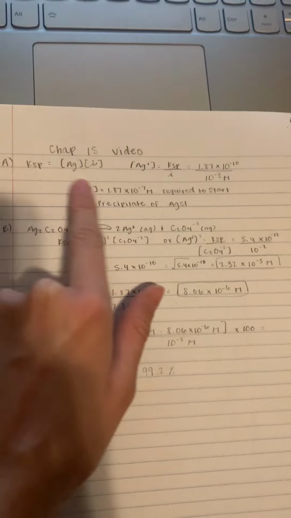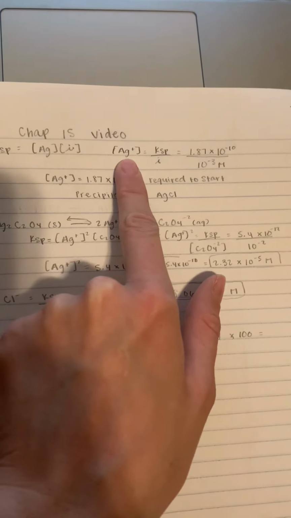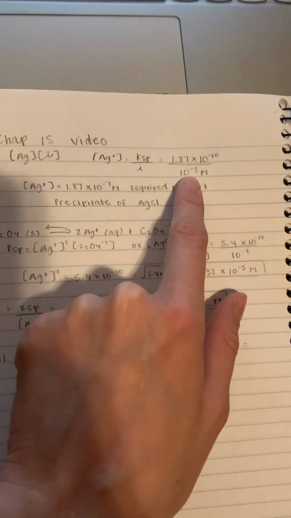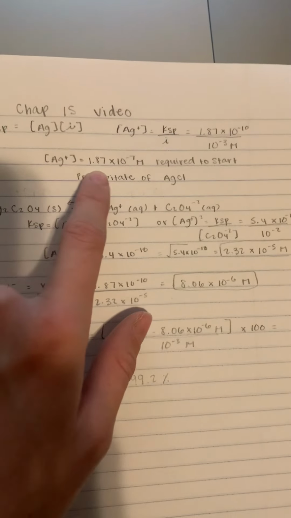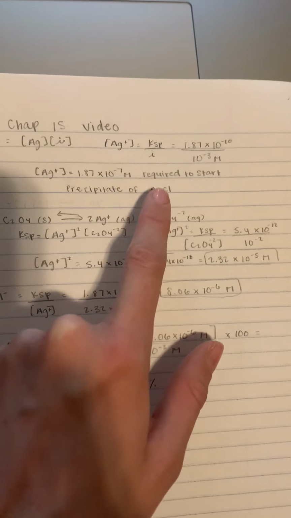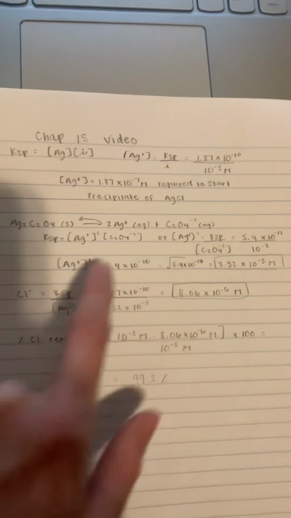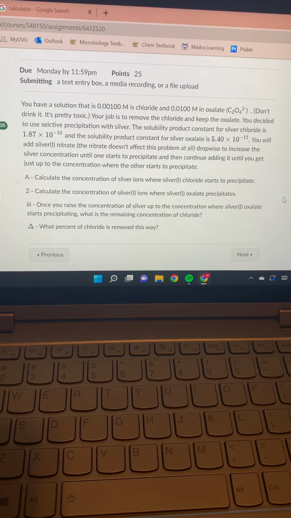We were given the KSP, so in order to find the amount of silver ions, we just took the KSP over 10 to the negative third molarity. And that gave us 1.87 times 10 to the negative 7 molarity required to start the precipitate of silver chloride. So then our second question was to calculate the concentration of silver ions where silver oxalate precipitates.